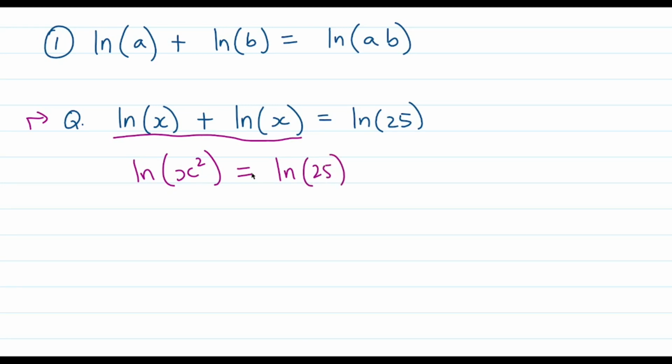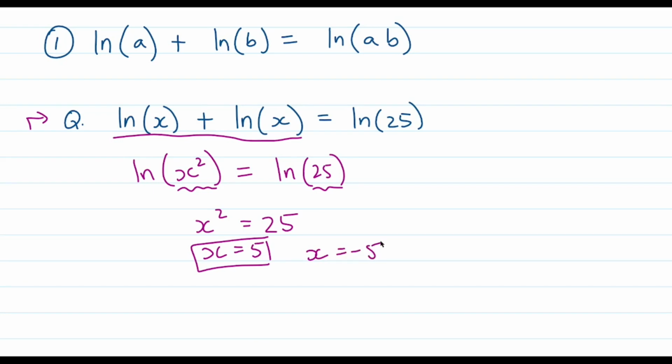Now, because we're doing ln on both sides, we can make the brackets equal each other. And we have this. Now square rooting on both sides, we know that x is 5. Now x could also be -5 if we square root 25. But remember that we can only do ln of a positive number. So we know that x has to be greater than 0. So we ignore this answer, and this is our only answer.